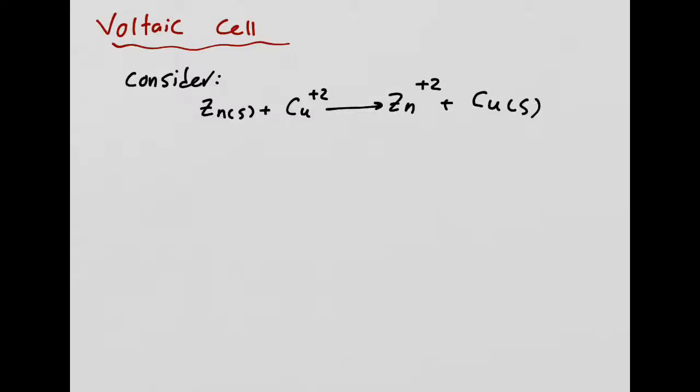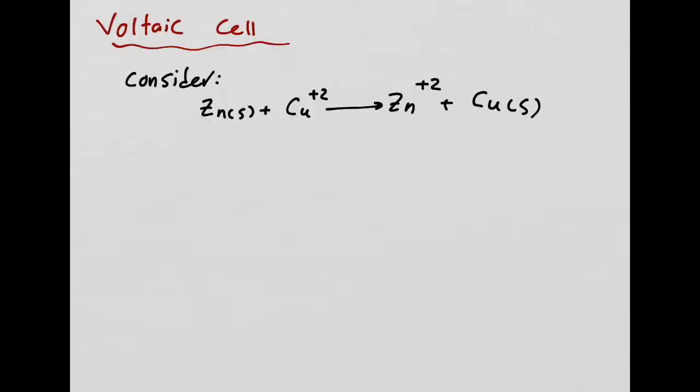Alright class, so we're going to continue talking about electrochemistry. The last thing that we talked about, we said that we can measure the E cell potential for a redox reaction using a voltaic cell. So a voltaic cell is used to measure the voltage between two half reactions, because remember, redox is a transfer of electrons.